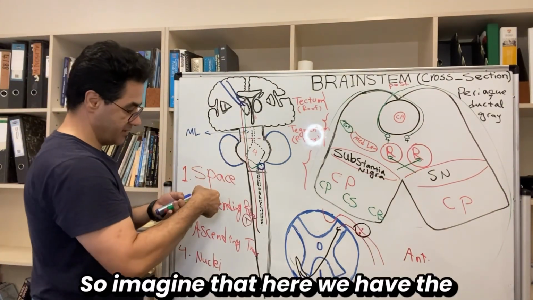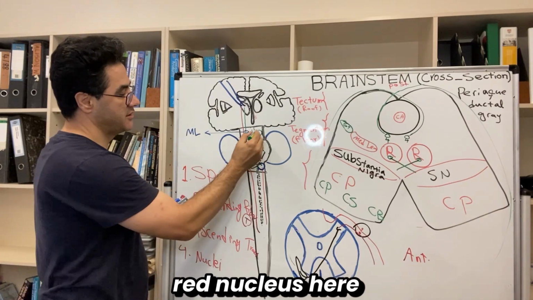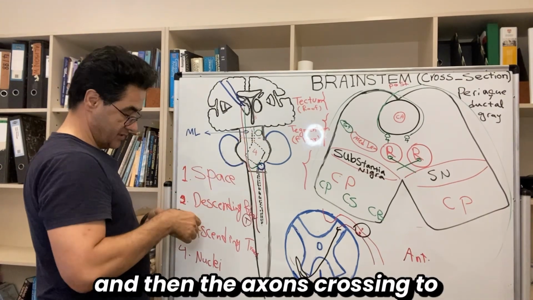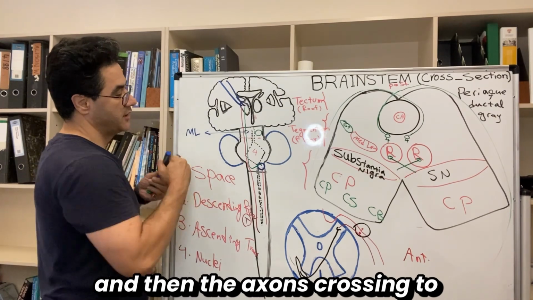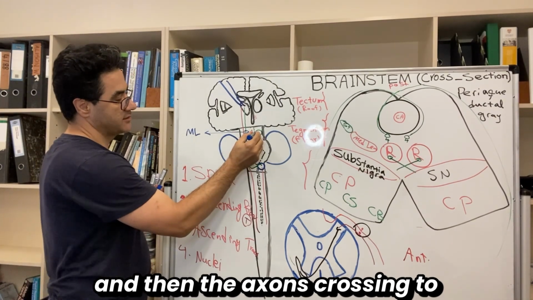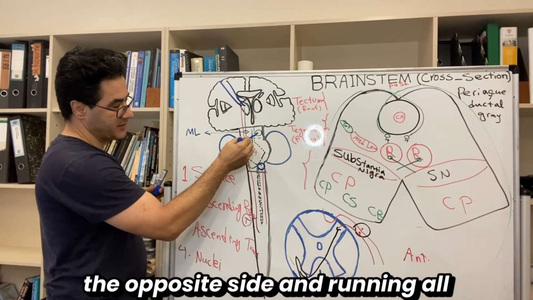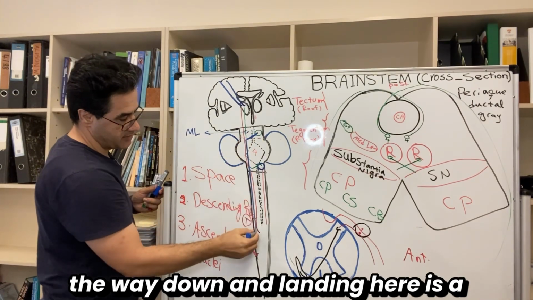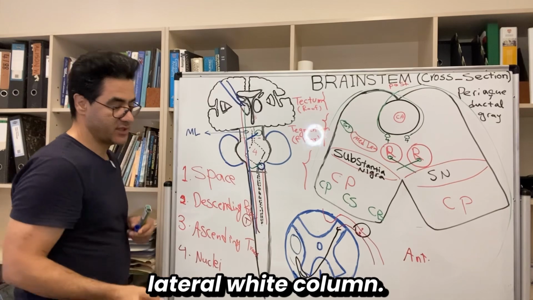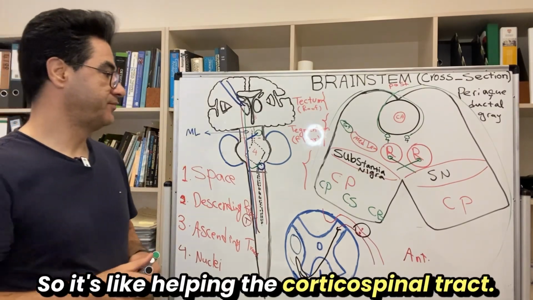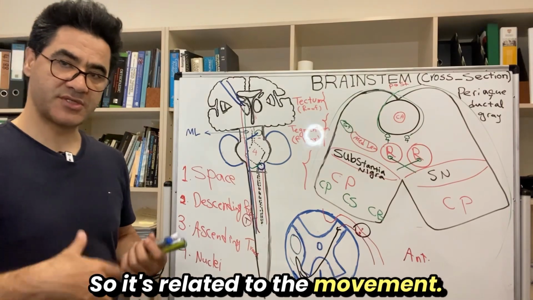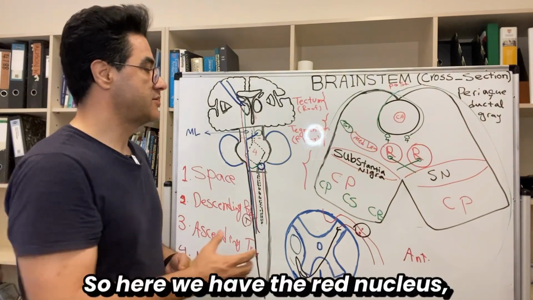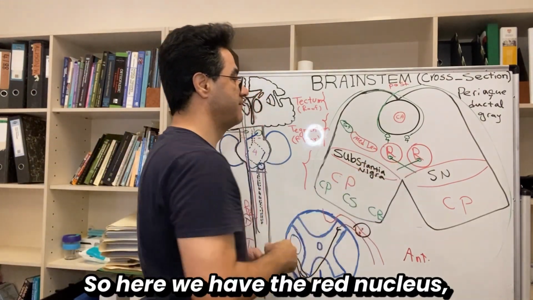So imagine that here we have the red nucleus, and then the axons cross to the opposite side and run all the way down, landing in the lateral white column. So it's like helping the corticospinal tract, so it's related to movement. So here we have the red nucleus.